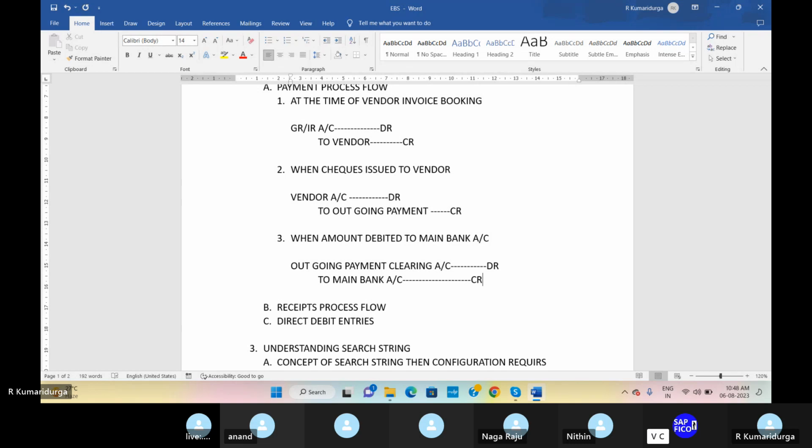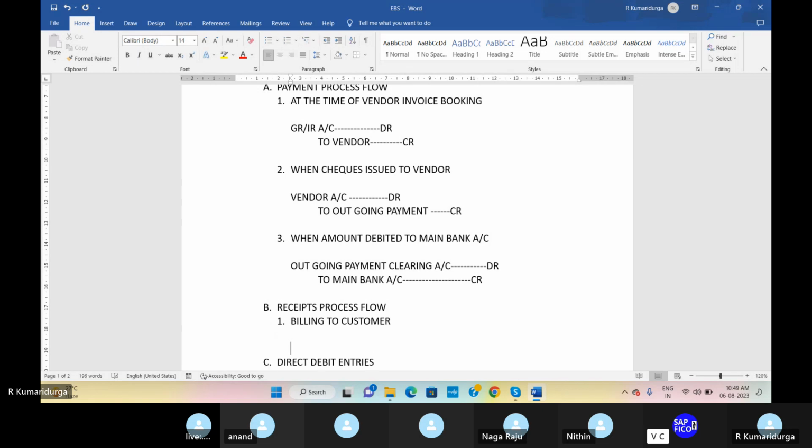Right, the next step, the receipts process flow. Receipt process flow is very, very important, all of you. First point is billing to customer. What is the entry, all of you? Customer account debtor to the sales account creditor, right?